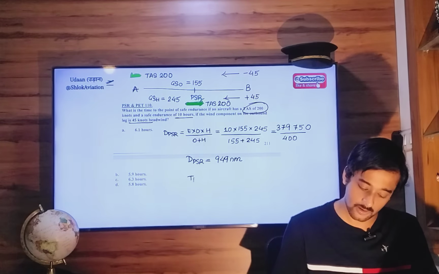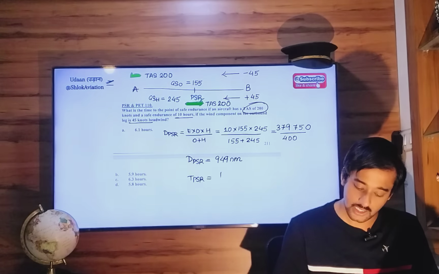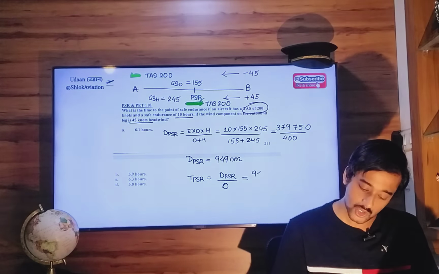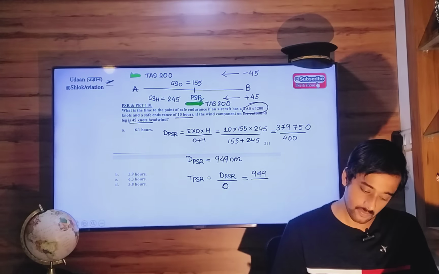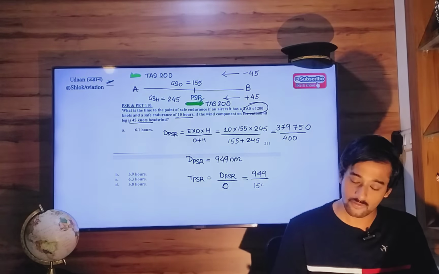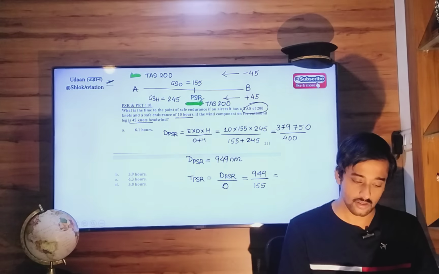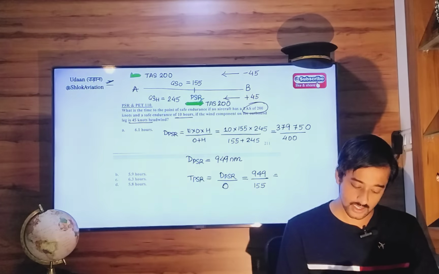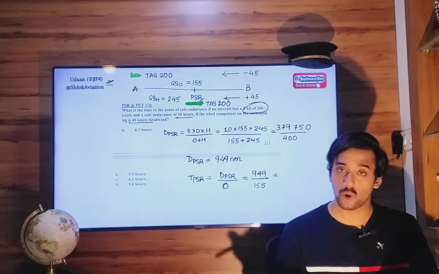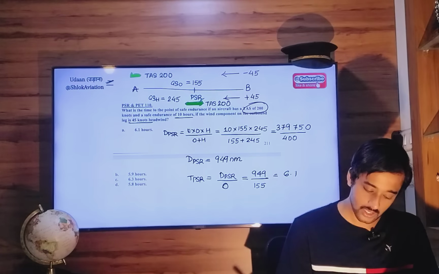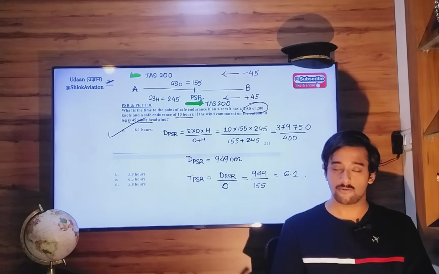So time to point of safe return will be distance to the point of safe return divided by outbound speed. So 949 divided by 155, 6 hours 7 minutes or 6.1 hours. Okay, so the correct answer here is option alpha.